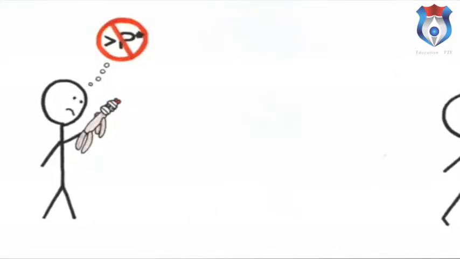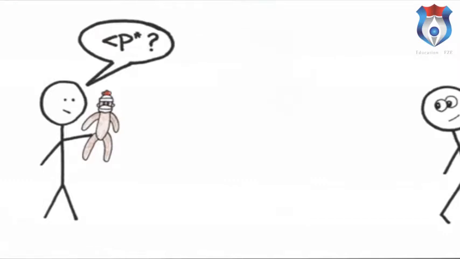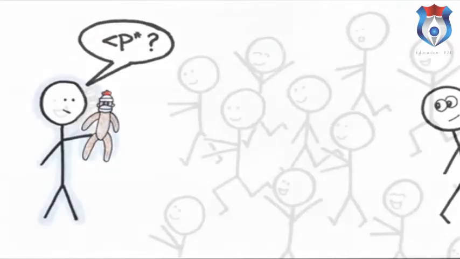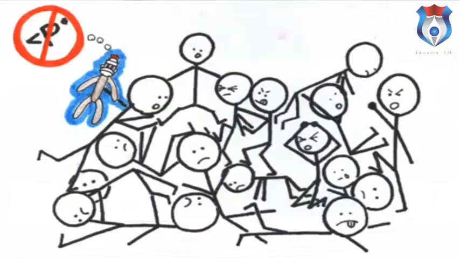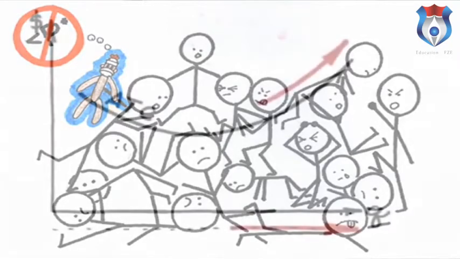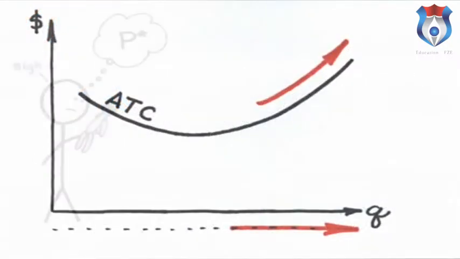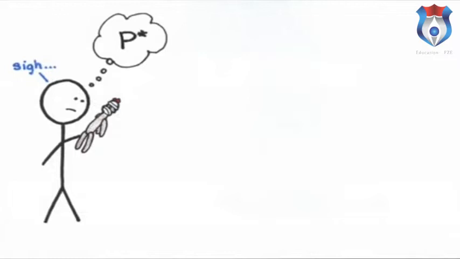If it tries to charge less than P star, then all customers in the industry will come to this firm. Sounds good, right? Wrong. This firm cannot accommodate the entire industry demand. Costs would skyrocket. The firm would be forced back up to P star to get rid of some of the customers. All of this means that the firm is a price taker, forced to accept P star, the market-determined equilibrium price.